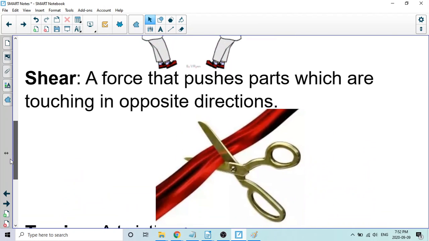Shear. Shear is a weird one to understand. It's a force that pushes parts which are touching in opposite directions. So like these scissors on the band, right? The scissors cut the band, and when you picture yourself cutting it with a pair of scissors, one part will go up this way and part goes down that way. This idea of shear is that one side will go up and one side will go down.